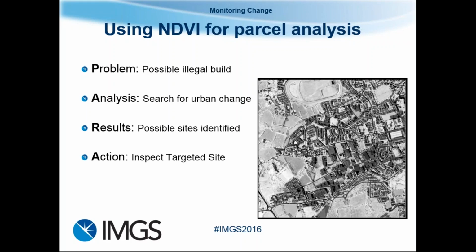So taking on the parcel mechanism again, we can look at whether there's a possible illegal build. You've done your NDVI, you've done your change detection, like the model I just showed, and you've searched for urban change using an NDVI, and the results have identified a couple of possible sites where there could be an illegal build. What you want to do as the action is then go and inspect that site, but at least it's a targeted site. This is what we were talking about earlier, about the distribution of resources. So you can go to a targeted site as opposed to sending a worker out to check an entire neighbourhood. So that's quite a useful application.